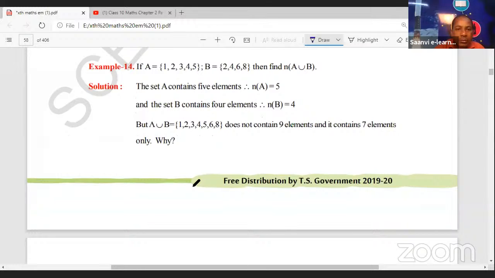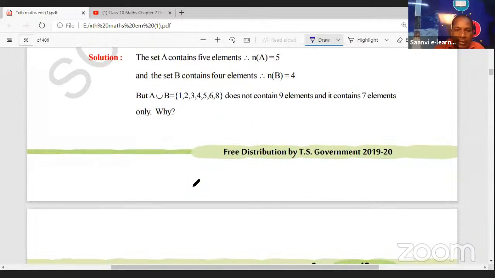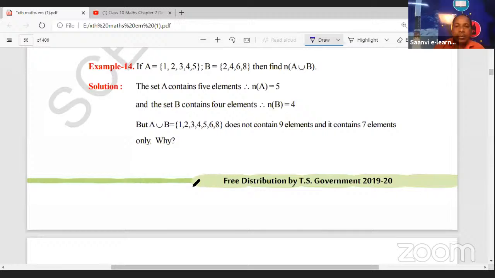Here, observe this example 14. If A is equal to 1, 2, 3, 4, 5 and B is equal to 2, 4, 6, 8, given. Find n of A union B. Find n of A union B is asked. Let us see how to find this n of A union B. Just now we have discussed how to find n of A union B.